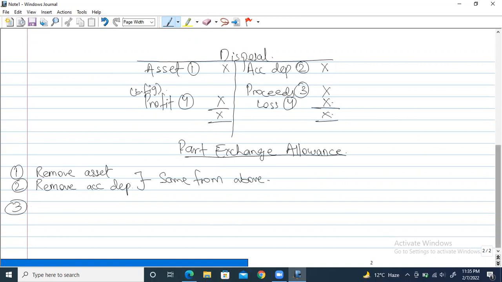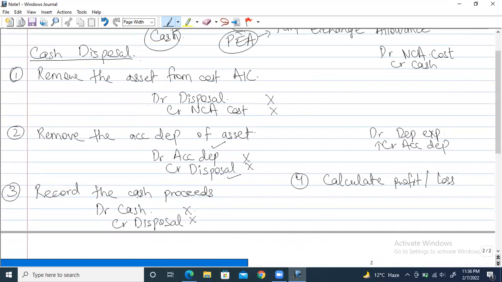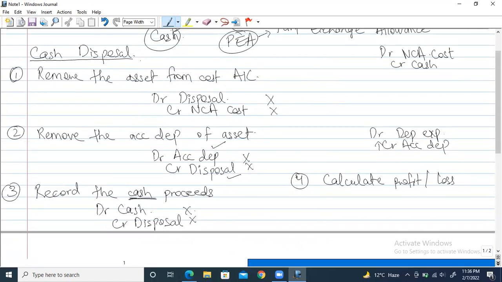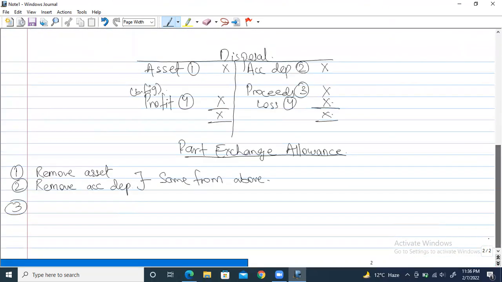In the step 3 above, we were recording the cash proceeds, right? But over here, we're not receiving any cash. So we are just replicating it as a part exchange allowance, the PEA that we're studying. So record old asset proceeds as part exchange allowance. Actually we're not getting any cash, so we just record the old asset proceeds that are agreed with the customer that's purchasing. Let's draw an example over here as well.